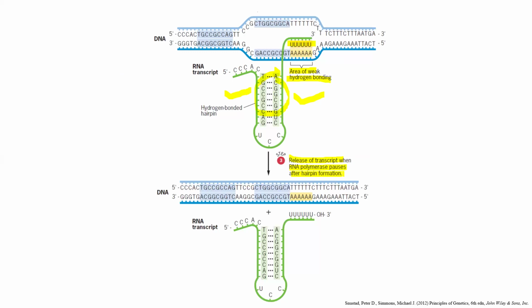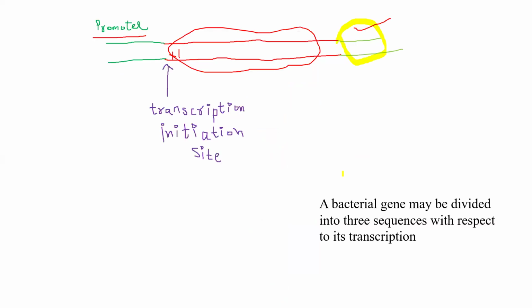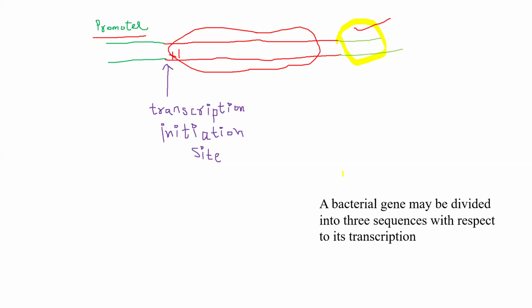Now we will see the second type of termination mechanism, which is the rho dependent termination mechanism. Now, certain genes in E. coli have a terminator region which is not a rho independent terminator, but a rho dependent terminator. So if the gene has a rho dependent terminator, it's not going to be terminated by the mechanism we have just discussed. This rho dependent terminator, the transcription will be terminated via the rho dependent termination mechanism.